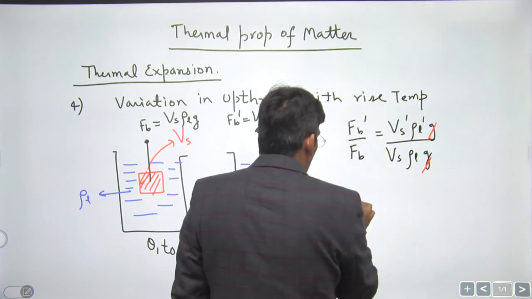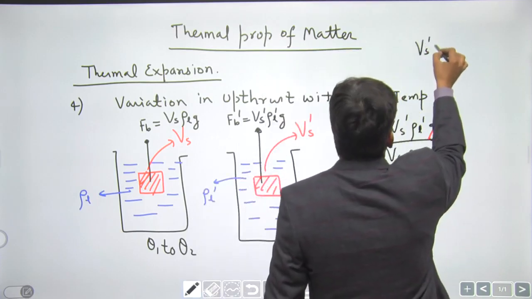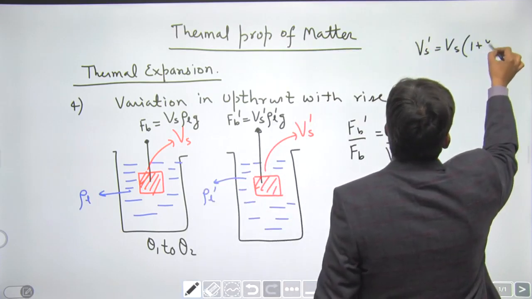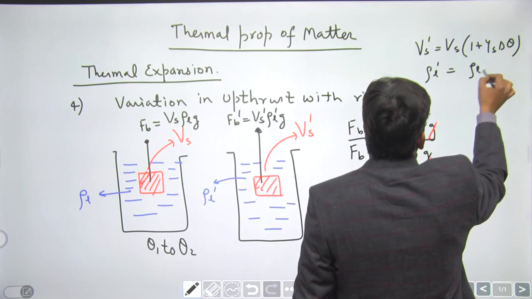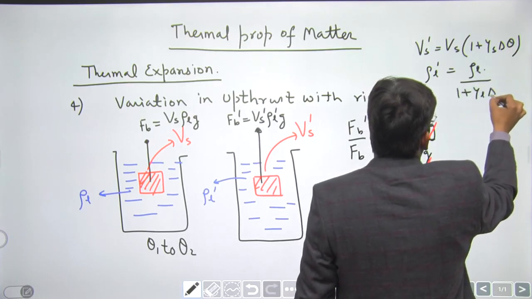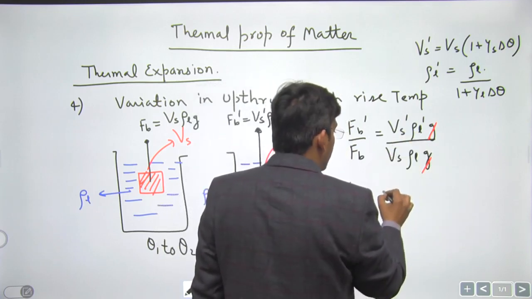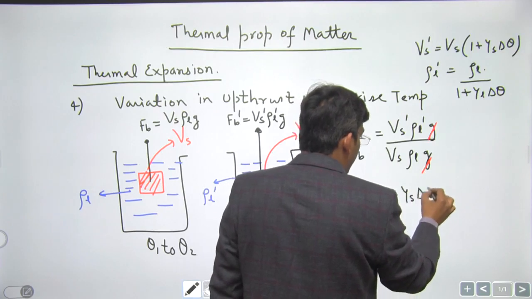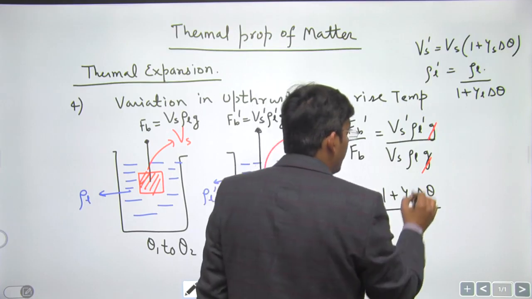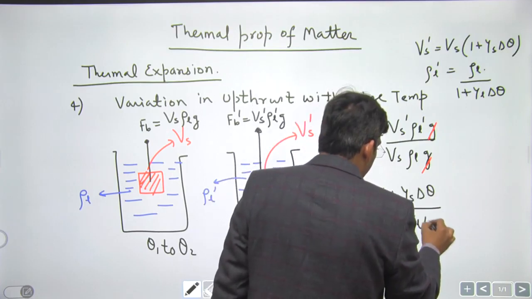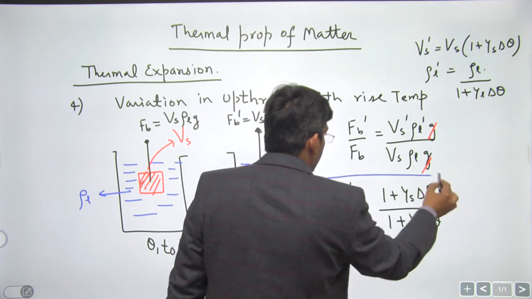So the new volume, you know that the new volume of solid is going to be the original volume times 1 plus gamma of solid change in temperature, and the new liquid density is going to decrease, which is given by rho L divided by 1 plus gamma of liquid delta theta. We have just learned this concept in the previous question. So Vs dash by Vs is 1 plus gamma s delta theta, divided by rho L dash by rho L, which is 1 plus gamma L delta theta, dear students. This is a formula which is applicable universally. This is always applicable.